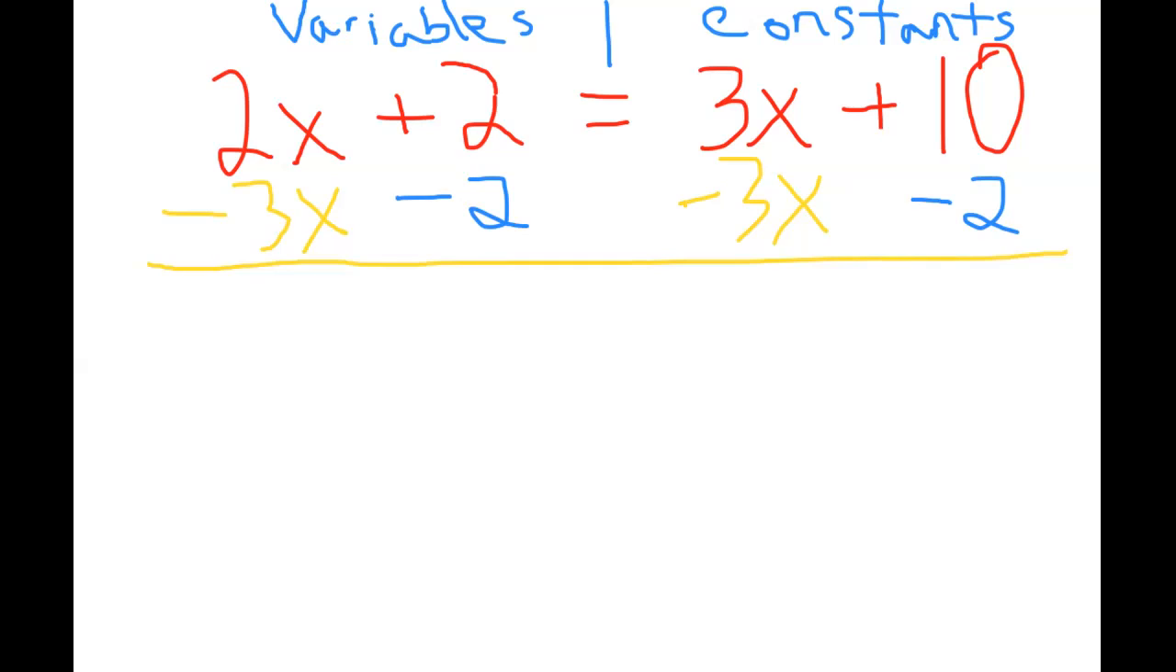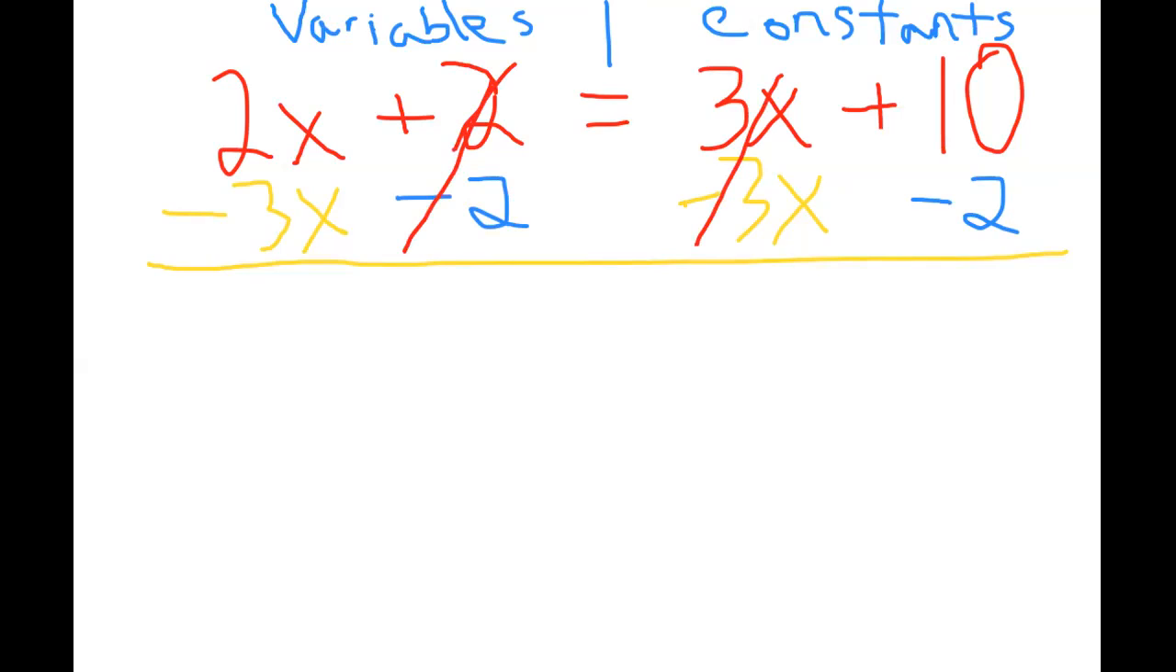My numbers are fine, right? So I can cross those out. If I have plus 2 and minus 2, they cancel. If I have 3x and I have minus 3x, then that cancels. Okay, so that's good. So I can see that I have all my variables on the left side, all my constants on the right side.